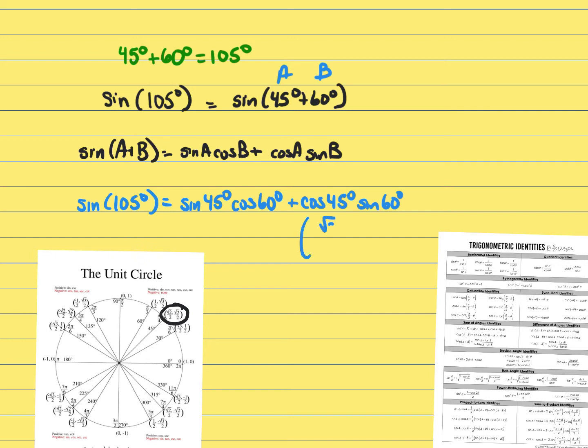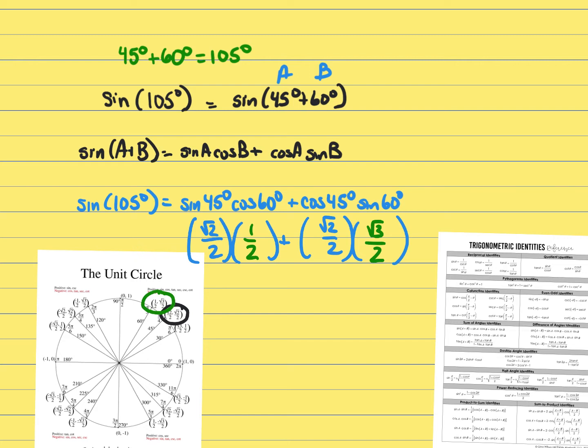So this is going to be square root of 2 over 2. This is going to be square root of 2 over 2. And then for 60, which is my other angle, we're going to use this point. Now again, the x value is the cosine, so the x value of this point is 1/2. And the y value is the sine, that's square root of 3 over 2.